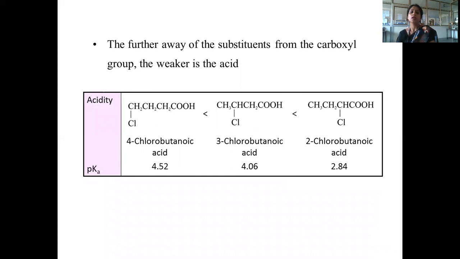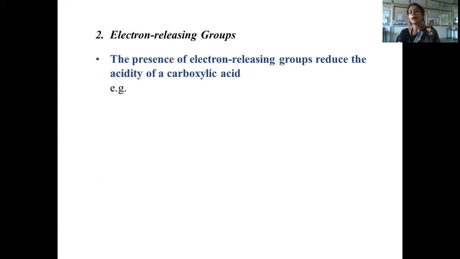The second thing is, if all of them have the same number of halogen atoms, and the halogen atom is also the same, then what happens? Then we have to see how far it is from the carboxylate group. The further it is from the carboxylate group, the weaker is the effect, and hence the weaker is the acid. Last, we come to the electron releasing groups.